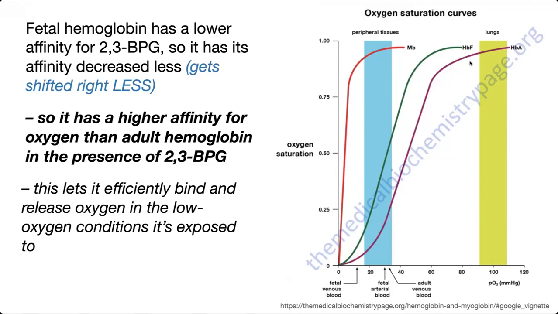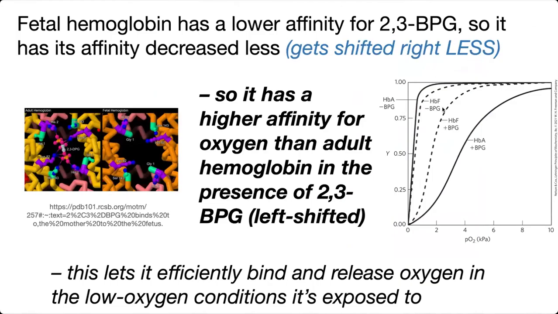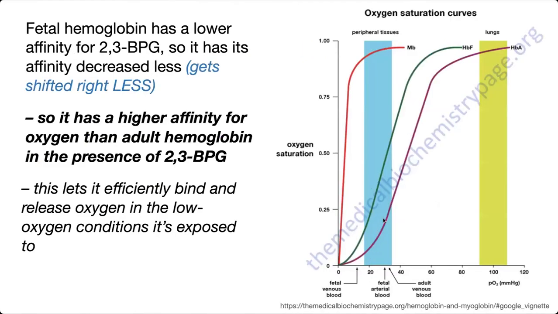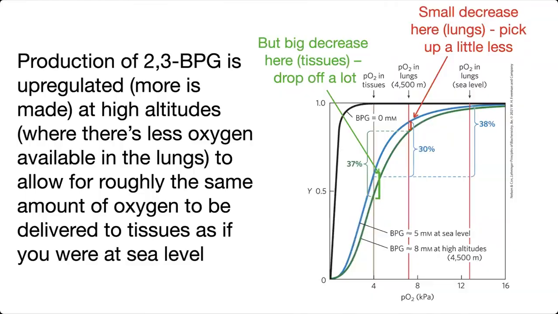But really, that left shift is just an artifact of it being less of a shift to the right, because 2,3-BPG would shift it to the right. You're not shifting to the right as much, and so you have a higher affinity. In the presence of BPG, the fetal hemoglobin has a higher affinity than the adult one, which is good because the fetus is exposed to a lower concentration of oxygen than the adult hemoglobin is.